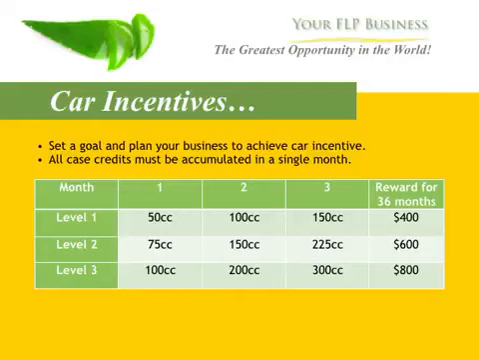For example, if you want to qualify for level 1, wherein you will be paid $400 for 36 months, on your first month, you and your group sales, if you reach 50 cc, second month 100 cc, third month 150 cc, you are paid. And then level 2, 75 cc, 150, and 225, you will be paid $600 every month for 36 months. Level 3, 100 cc, 200 cc, and 300 cc, you'll be paid $800 every month for the next 36 months.